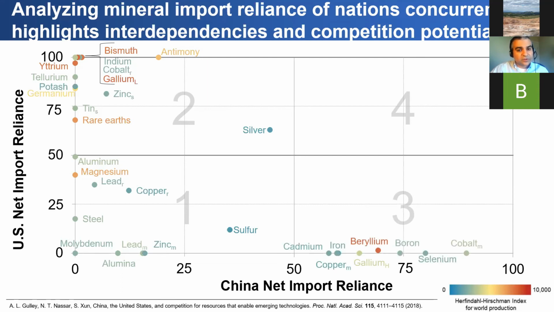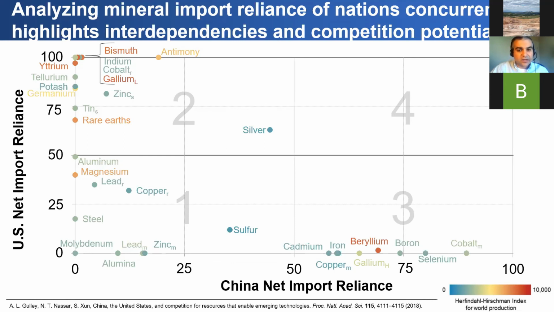The converse to quadrant 2, quadrant 3, are things where China is highly net import reliant, but the US is not. Commodities that fall in this category include iron and copper mining. The reason you might think, well, China is actually a major producer of iron and copper. Well, they are, but their consumption is higher than their production, so they are actually a net importer for those commodities.